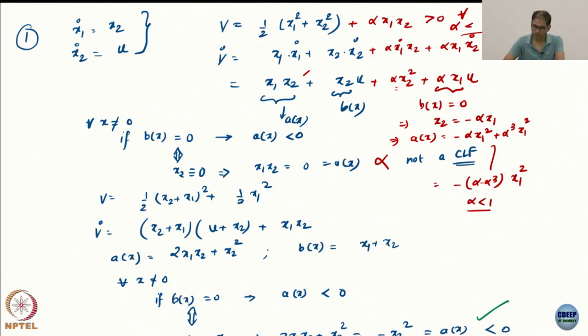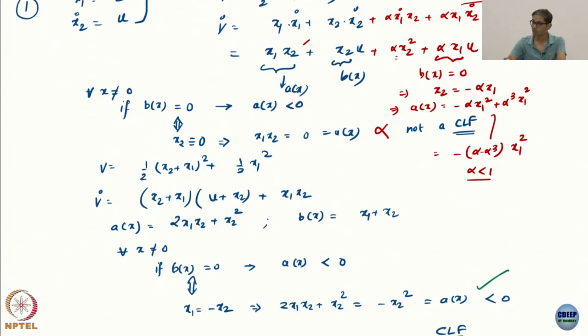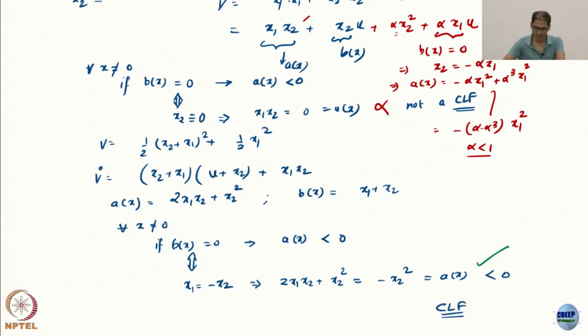Okay, so what do we want? We want that whenever this guy is 0, this guy is negative for all non-zero states, right? Now if this guy is 0, we know that X2 is 0, which means this guy also turned out to be 0. So this was not a good CLF, right? There was an issue. And then it almost seemed like I arbitrarily gave a CLF. I said this is a CLF. Of course, we verified it. I didn't tell you any motivation for how I came up with it.